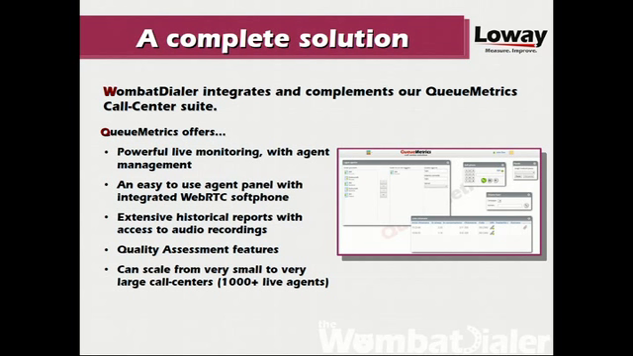WombatDialer integrates and complements our Keymetrics system. Keymetrics will offer you a powerful live monitoring of what's going on and lets you manage agents live as they are working. It offers you an easy-to-use agent panel that integrates a soft phone. You can see it in the picture here. You can get a lot of reporting on all the aspects of your call center, and you can do quality assessment. Plus, Keymetrics is able to scale from very small to very large call centers. We have references in basically any industry and in any country in the world if you need them.